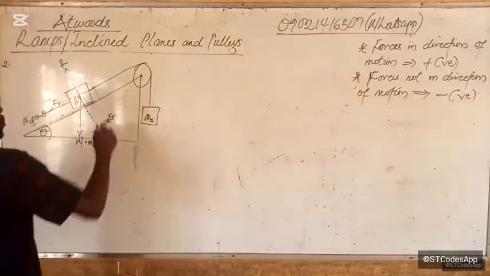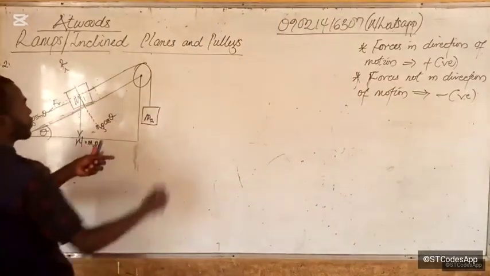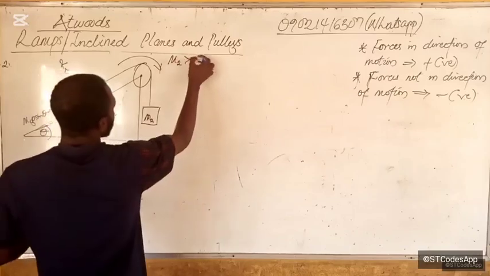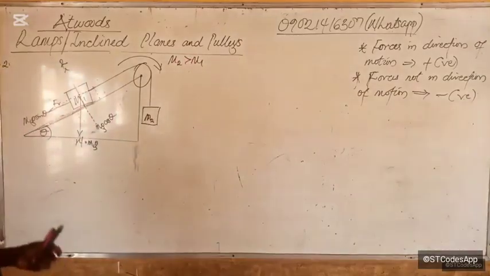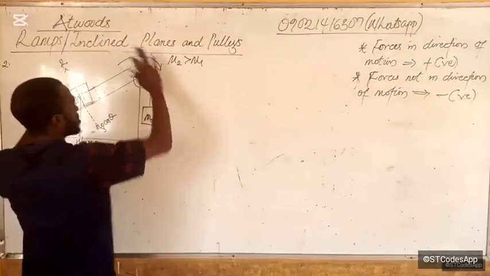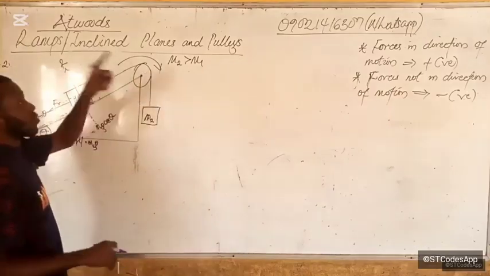Still on here. So what will be acting now? In this case, if the system was to move in this direction, it means that m2 is greater than m1 again. Okay, that was what we did the other time, so it's still the same thing. The system will move in this direction with the same acceleration because the string is the same and it is one pulley.